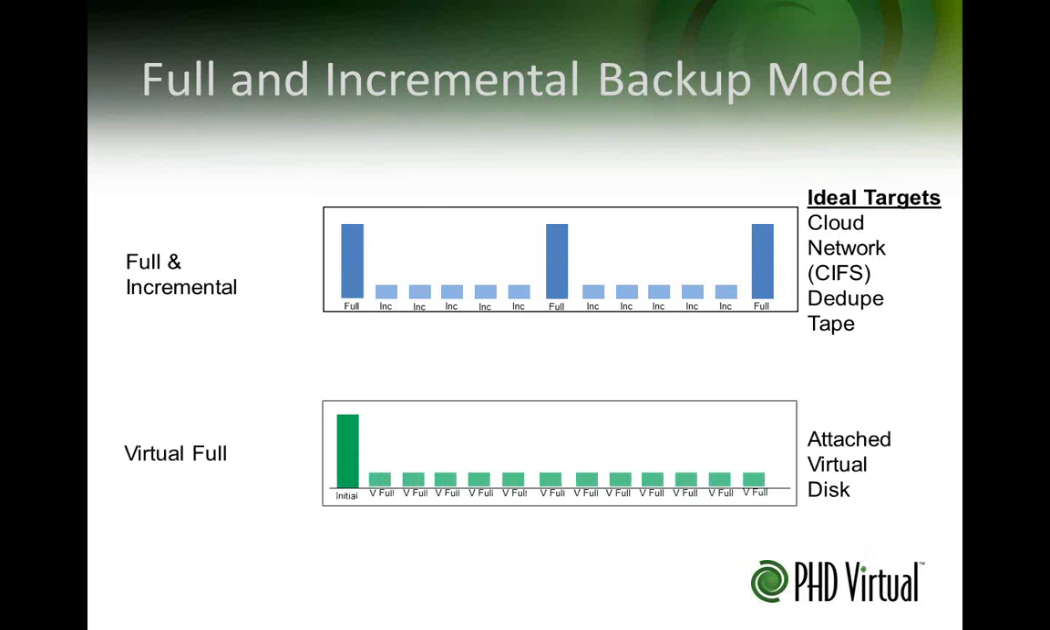The performance is really depending on what your target is going to be. If you're going to the cloud or network storage, you're going to want to use the full and incremental. If you're going to a virtually attached disk to the VBA, then you can continue to use the virtual full process. And the nice thing around the flexibility of these two backup modes is you can kind of alternate between the two. You don't have to just choose one. You can switch back and forth between both.